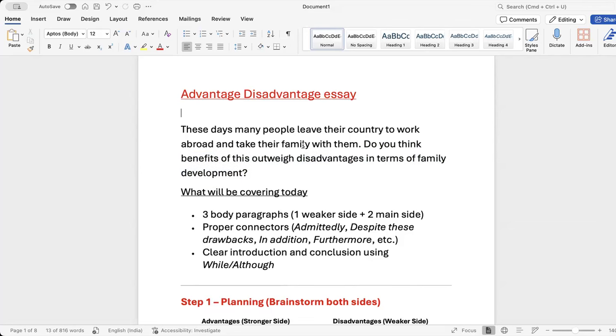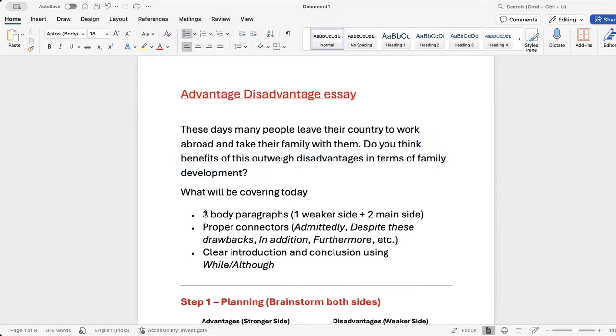For example, here the situation is that these days many people, when they leave the country to work abroad, they take their family with them. So earlier, people used to go alone, like fathers used to go alone, work, and send money back. But nowadays, many people, when they go abroad, also take their family with them. So that's the topic. That's a situation that's happening. And now they're asking us whether the benefits of this are more than the drawbacks. So we'll be covering this today.